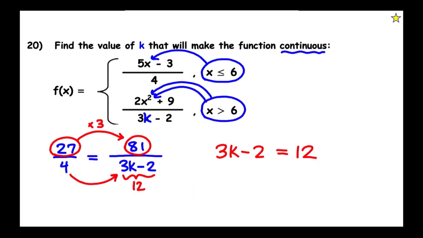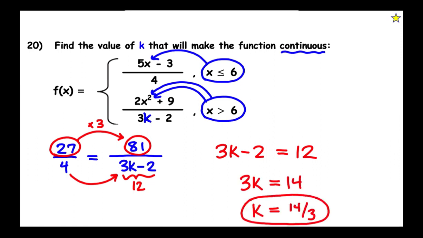Add 2 to both sides, and divide by 3, and you have k equals 14 thirds. And that is the correct answer. So what we're saying here is if k is 14 thirds, the two parts of this piecewise function, left and right, are going to come together perfectly at x equals 6. If k is any other number in the world, you're going to have some discontinuity, most likely jump discontinuity there at 6. So 14 thirds, which happens to be the correct answer.